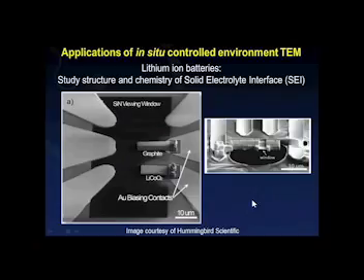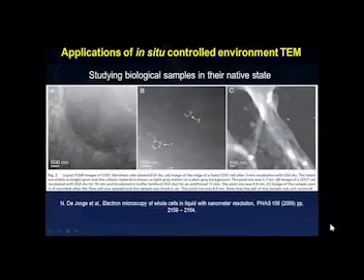Now, here are some examples of applications of controlled environment TEM. Using a liquid cell TEM holder, one can construct a wet battery device and study, for example, the structure and chemistry at the solid electrolyte interface between the cathode and the anode of the battery. Another example associated with liquid cell TEM is that one can preserve the native state of biological samples, keeping the samples in their liquid environment and looking at them inside using the high resolution of the electron microscope.